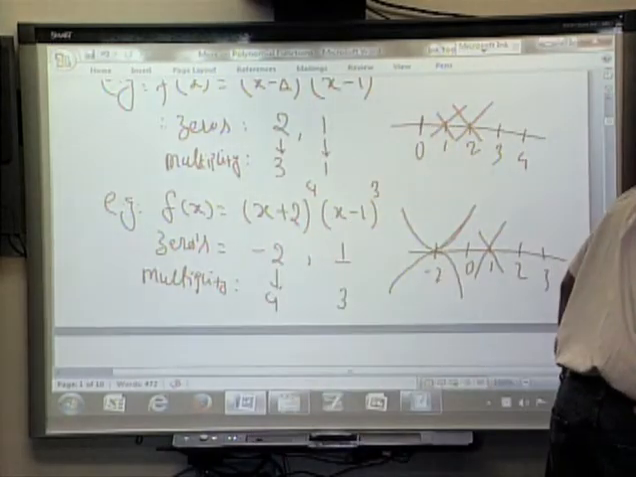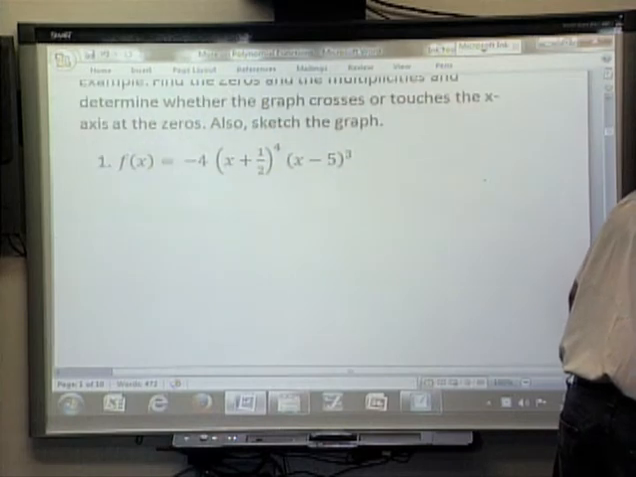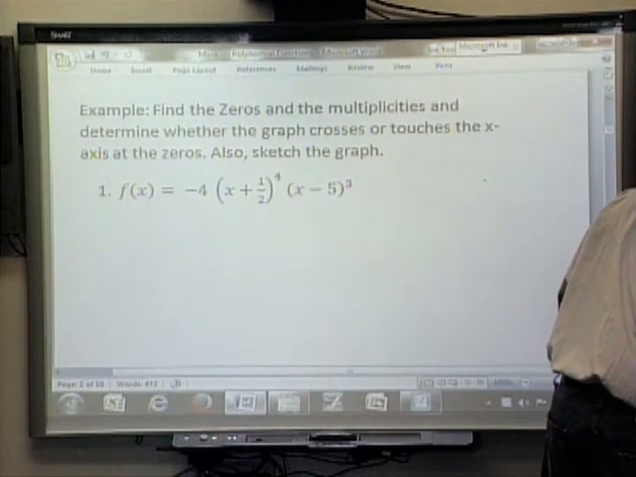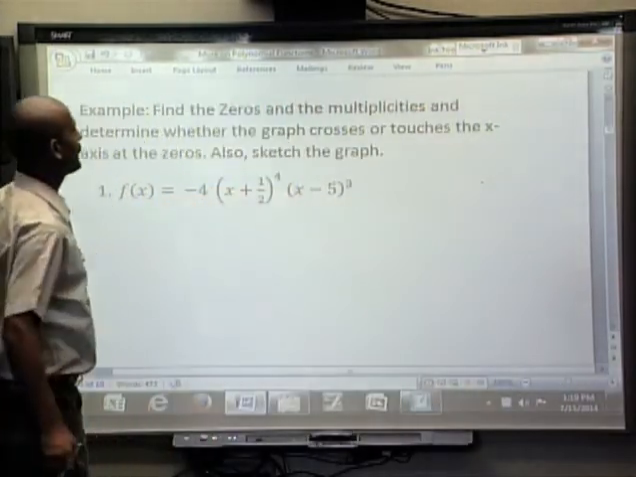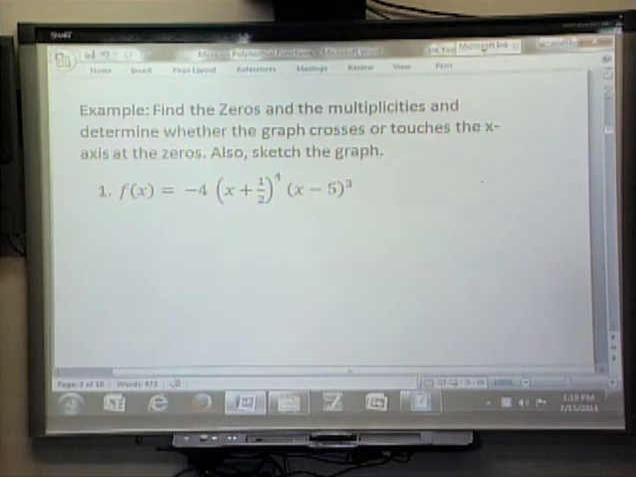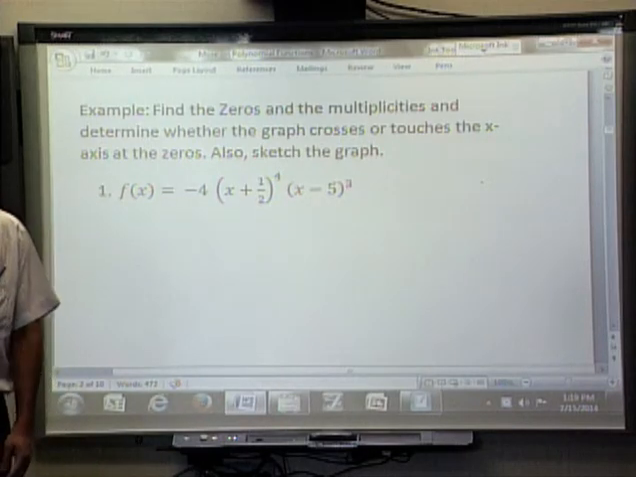Okay, let us look at one more example. Suppose we want to solve this question. We want to find the zeros and identify the multiplicity, and determine whether the graph crosses or touches the x axis at those zeros, and then sketch the graph. So, this is kind of the complete work.